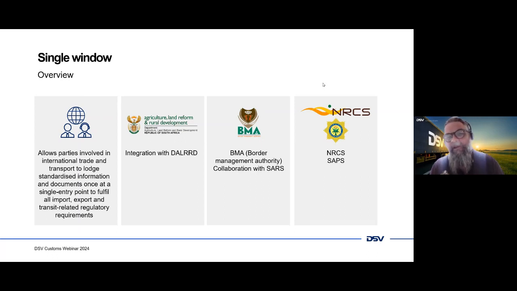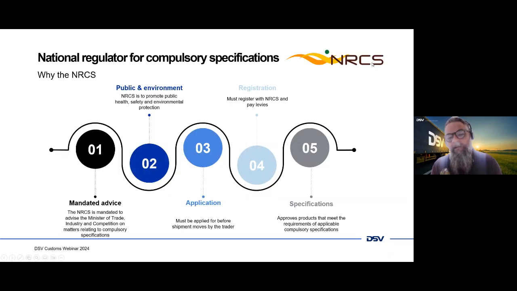I'd also like to cover a couple of other OGAs, but these OGAs sit outside of SARS's current trade offerings. The first government department is the National Regulator for Compulsory Specifications. They are mandated by the Department of Trade and Industry to oversee the import and regulation of goods that are subject to the published compulsory specifications.